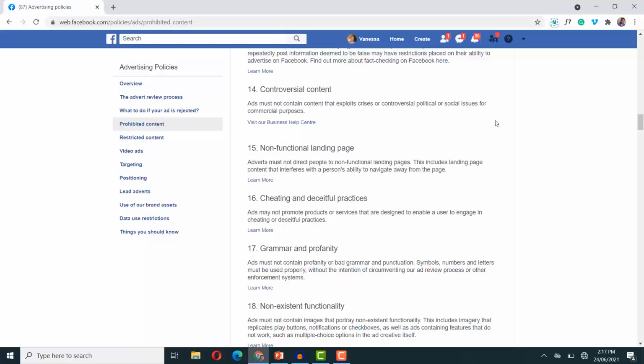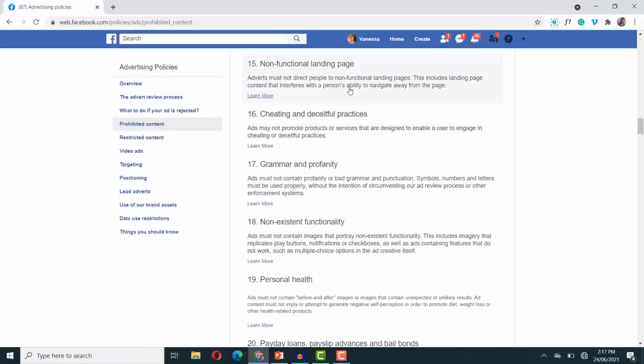Non-functional landing page. Your page must be online. You can't be having server downtimes. If you're having too many server downtimes, you're going to see this as a reason why your ads are rejected. Then cheating and deceitful practices. Ads must not promote services that are designed to enable a user to engage in cheating or deceitful practice. You can say, take this course, I'm going to show you how to hack, or buy this device, buy this software, it will help you hack anybody's email. That ad is going to get rejected.